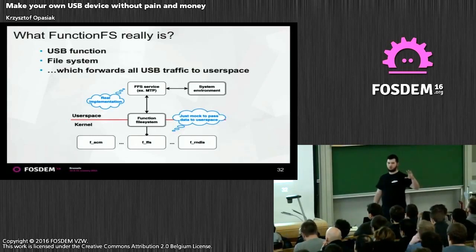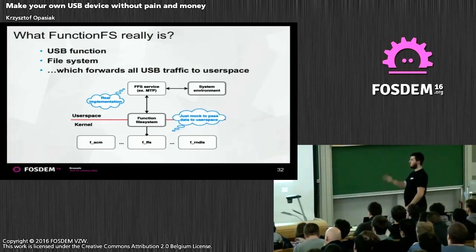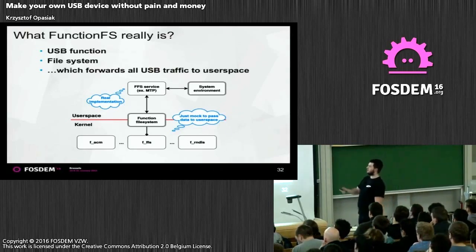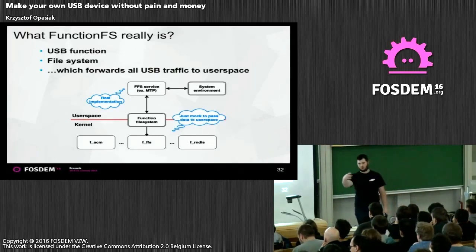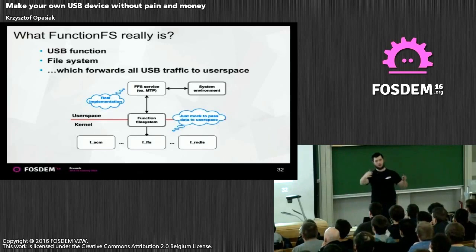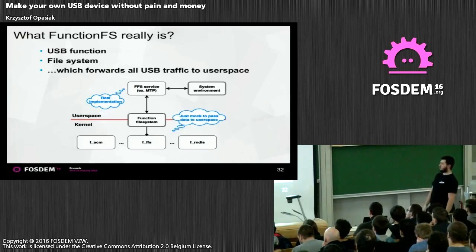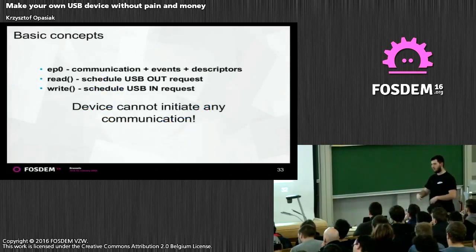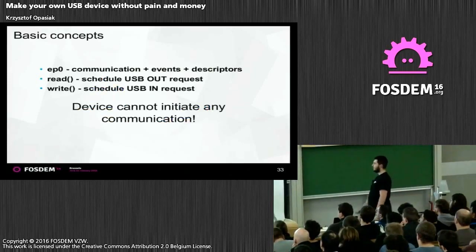Well, from the USB subsystem point of view, it's a standard USB function. From the user point of view, it's a file system. In this file system, we will have endpoint 0, endpoint 1, and all other endpoints. One file, one endpoint. This allows us to use read and write operations on those files to communicate through the USB with the host.